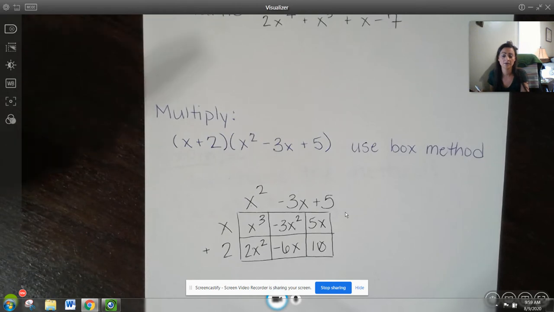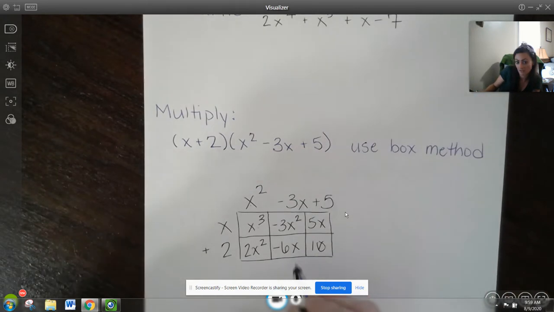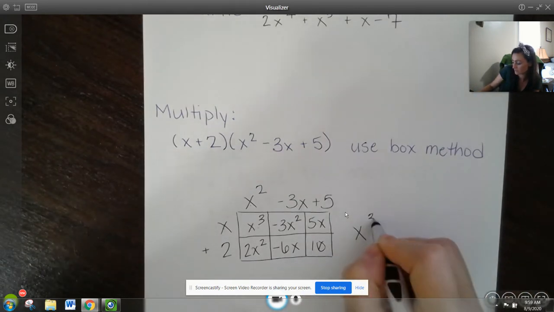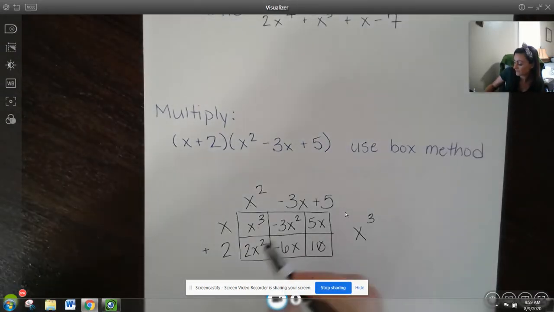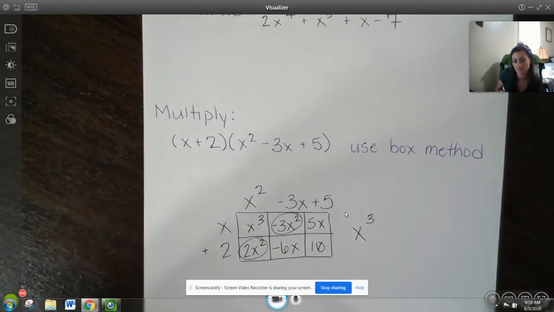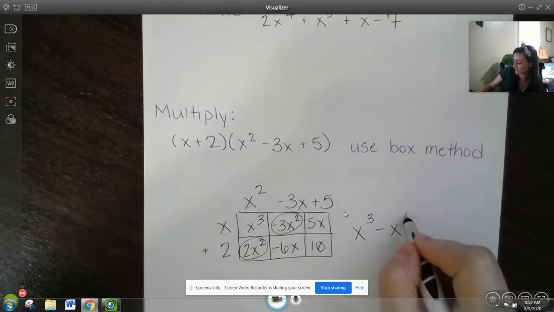So again, I'm now at the point where I'm looking for like terms, and if the variable does not have the same exponent, it cannot be combined with any other variables. So x cubed is the only one of that exponent, so that's going to be my first term because it is the highest exponent I see. Then I'm going to look at my x squared terms. 2 minus 3 gives me negative 1x squared.